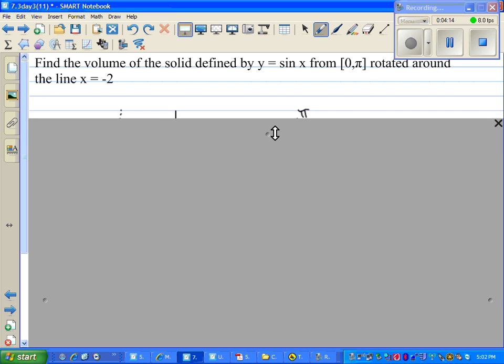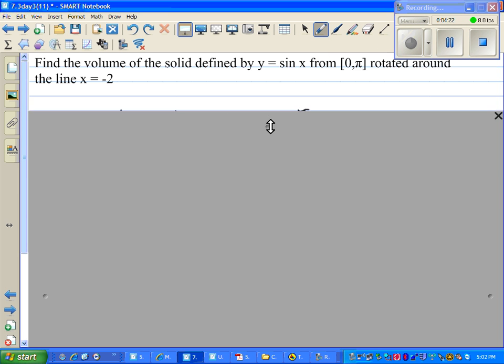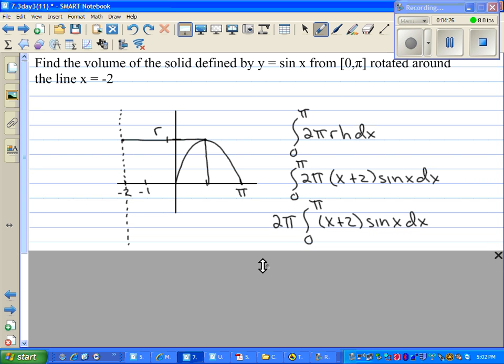Okay, let's see the next example here. Find the volume of the solid defined by y equals sine of x from 0 to pi, rotated around the line x equals negative 2. Let's graph this, and you can ignore the integral for right now. The graph of y equals sine of x is sitting right there from 0 to pi, and there's the line that we want to rotate this around.